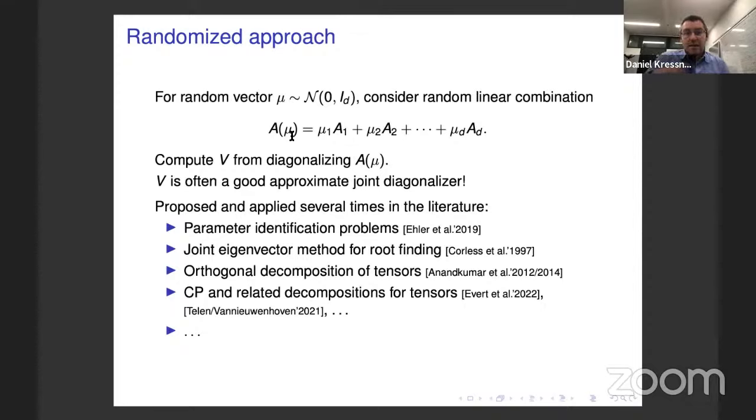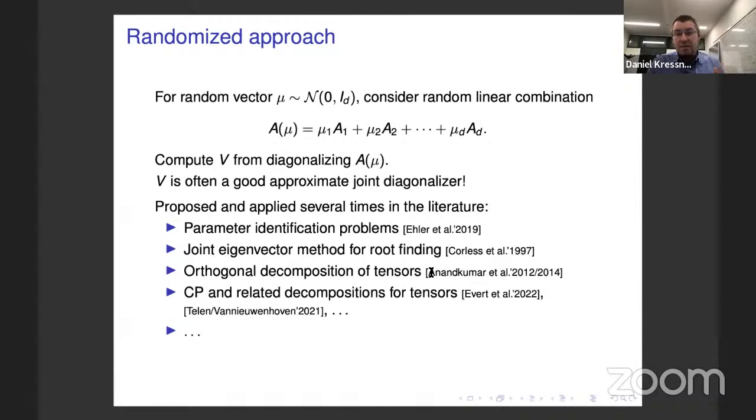And it turns out that V, this matrix V, is often a good approximate joint diagonalizer. So it doesn't only diagonalize A of mu, but it actually diagonalizes each of the individual matrices if they are nearly commuting. And this idea is not new. This has been often used in ad hoc fashion to initialize optimization methods. More explicitly, it has been used in the context of parameter identification problems. It has been used in the orthogonal decomposition of tensors by Anand Kumar, for example, in her work.